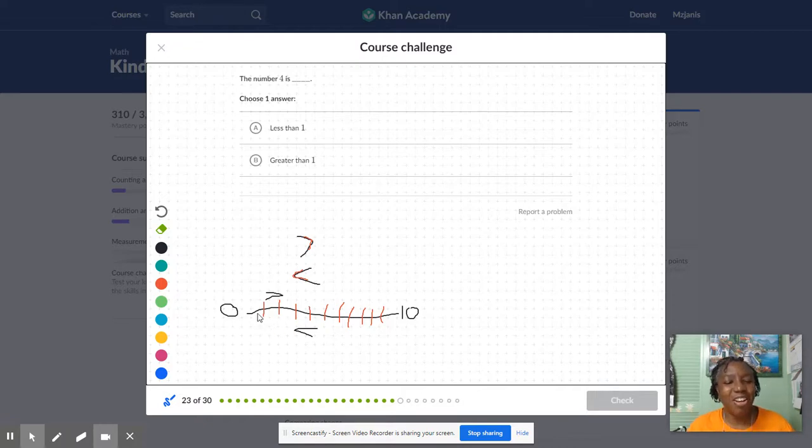Okay, let me just start again. 1, 2, 3, 4. We'll just write the number 4. Okay, that way we'll make sure we're right. So it says the number 4 is less than 1. This is 1. And in order to get to 4 from 1, you got to go 1, 2, 3. So 1 and 3 is 4. So you got to go over 3. And so if you're going that way towards 10, you know it's going to be greater than.